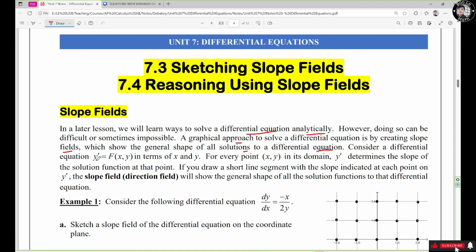Consider a differential equation y prime equals capital F of s, y in terms of s and y for every point s and y in its domain. Y prime determines the slope of the solution function at that point. If you draw a short line segment with the slope indicated at each point, the y prime slope field, or direction field, will show the general shape of all solution functions to that differential equation.